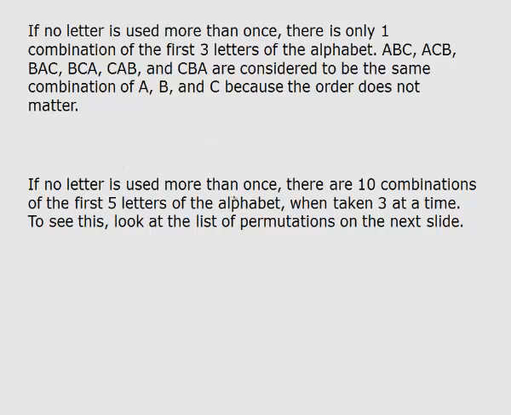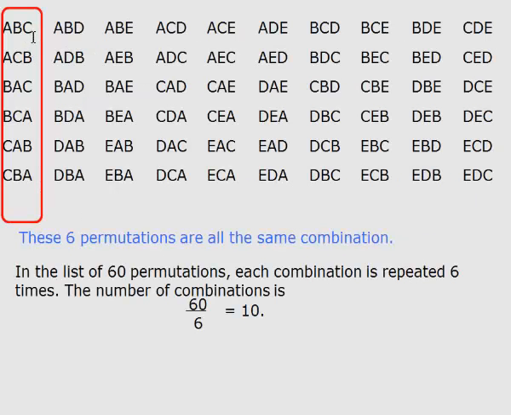If no letter is used more than once, there are 10 combinations of the first 5 letters of the alphabet when taken 3 at a time. To see this, look at the list of permutations on the next slide. Looking at this, we have permutations 1, 2, 3, 4, 5, 6, 7, 8, 9, 10. Notice that these in red are all the same combination because it's using the same 3 letters. And we're talking combination, so order doesn't matter.